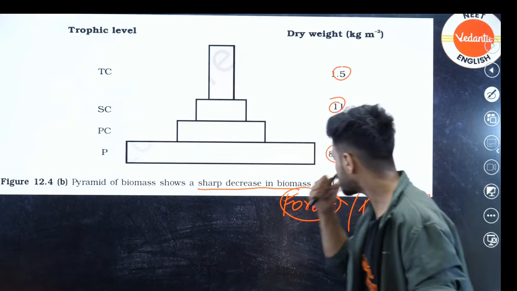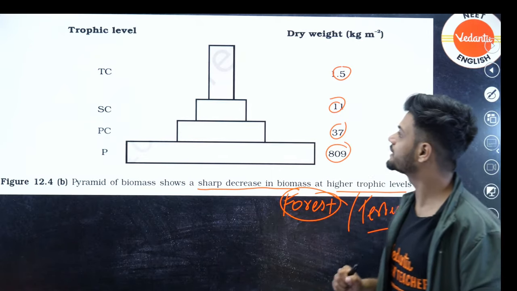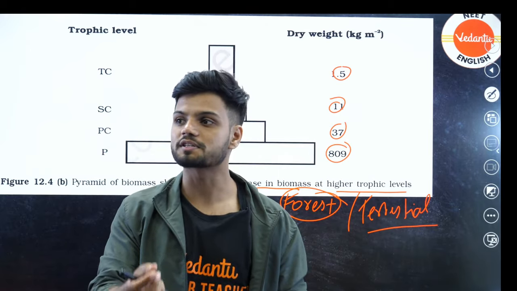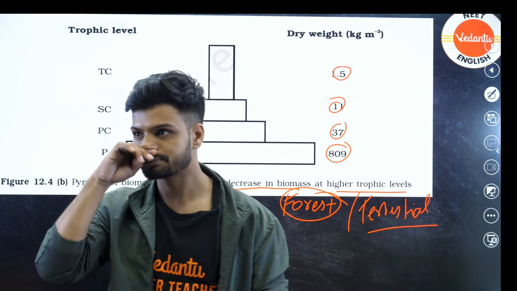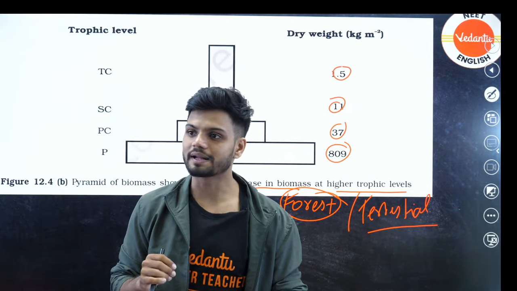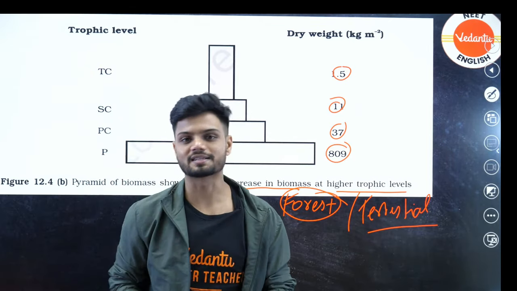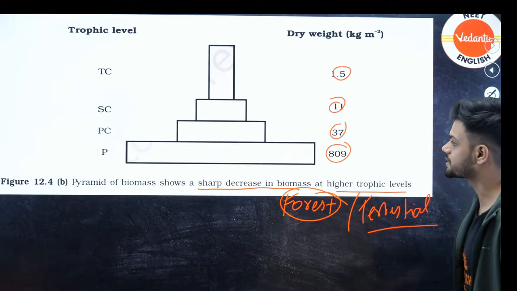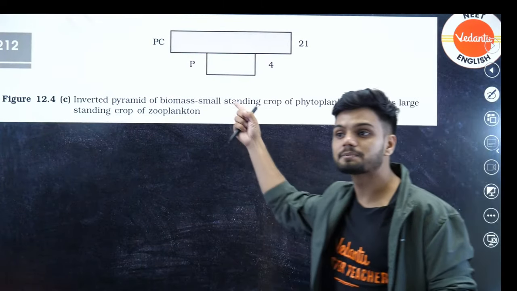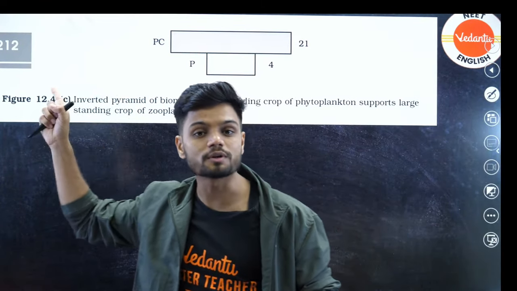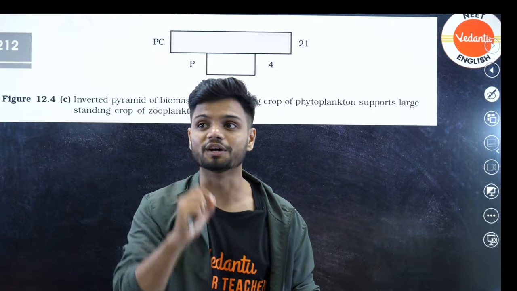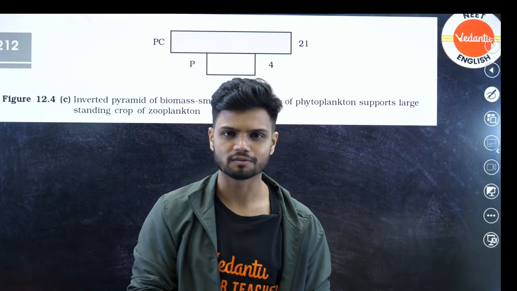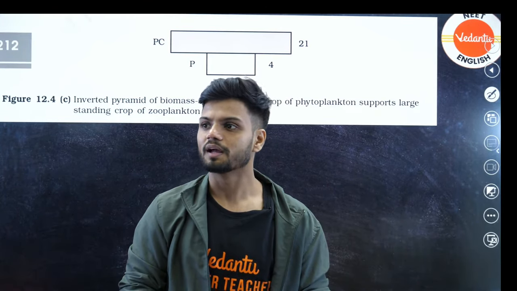Why, at higher trophic levels, do you think there's a sharp decrease? Because biomass of the top carnivores is very less. Right? At the top, it is very less. And this is a pyramid of biomass for your forest. Now, can you see this biomass here? This is also a pyramid of biomass. But here, it is inverted. It is ulta. Why is it ulta, or inverted?